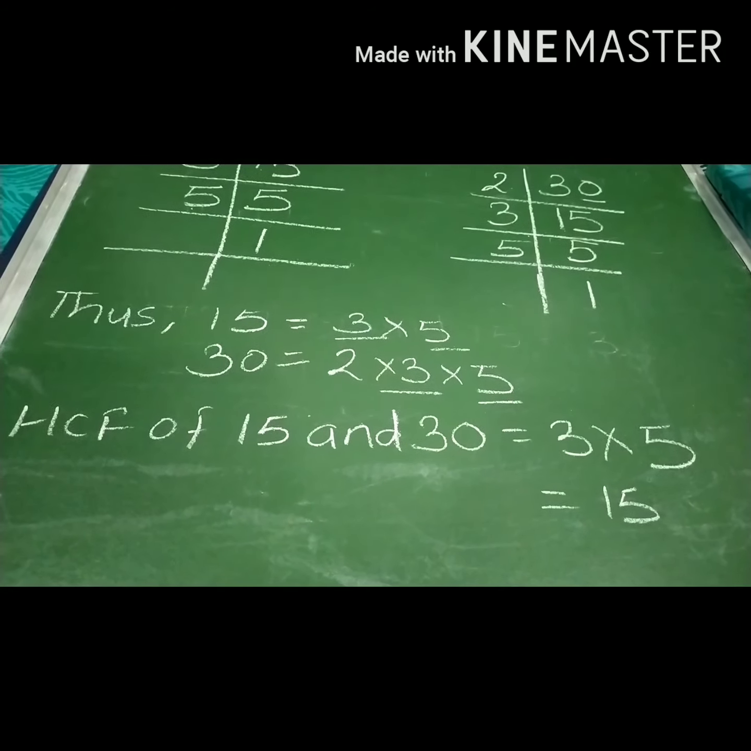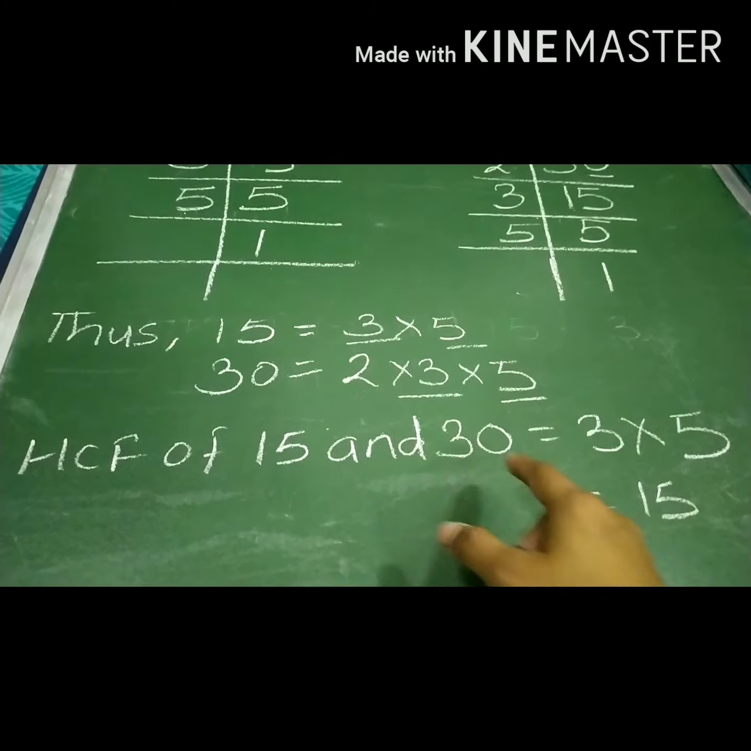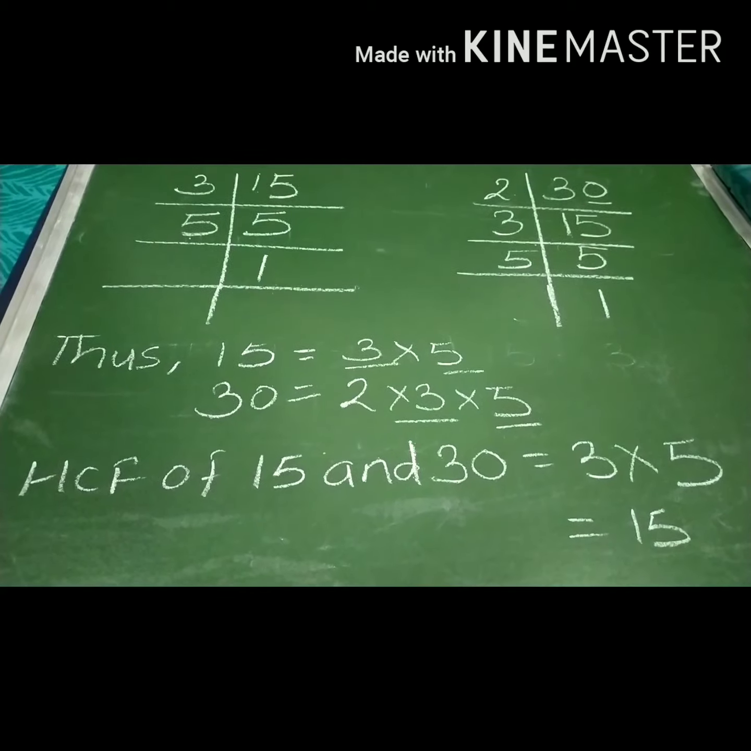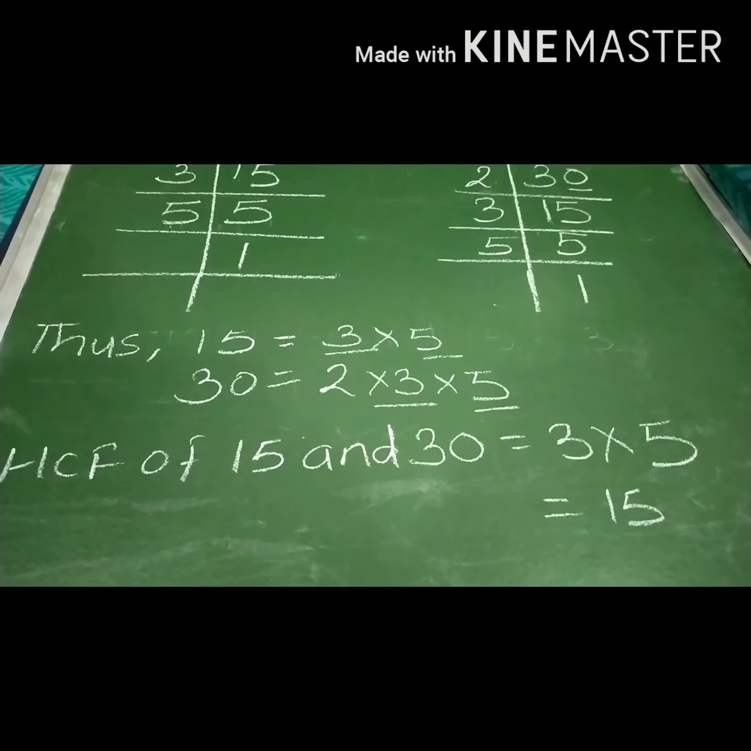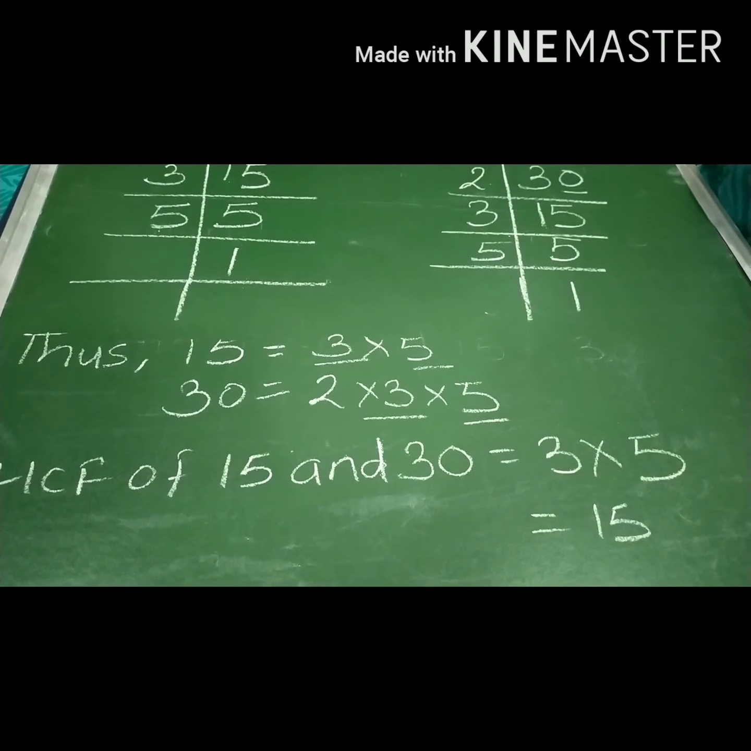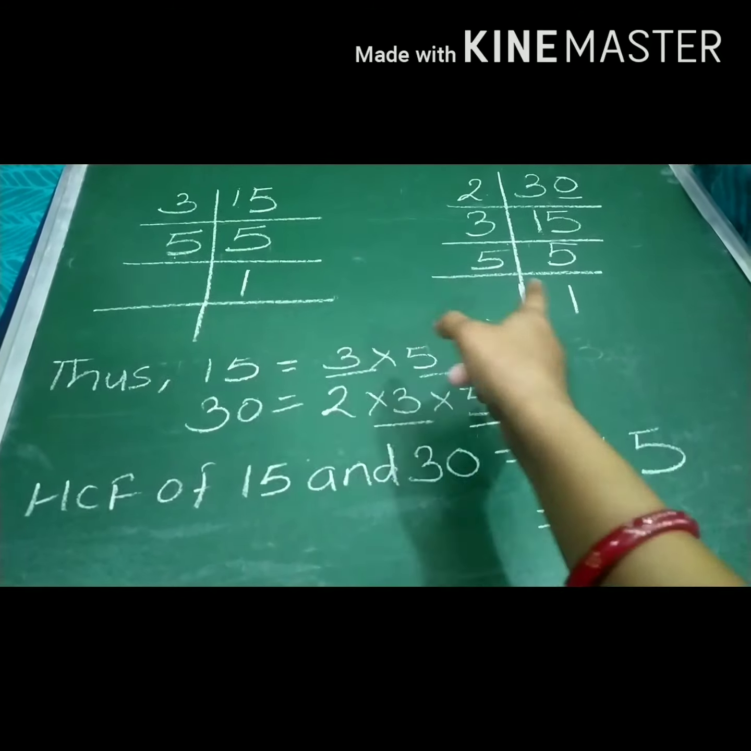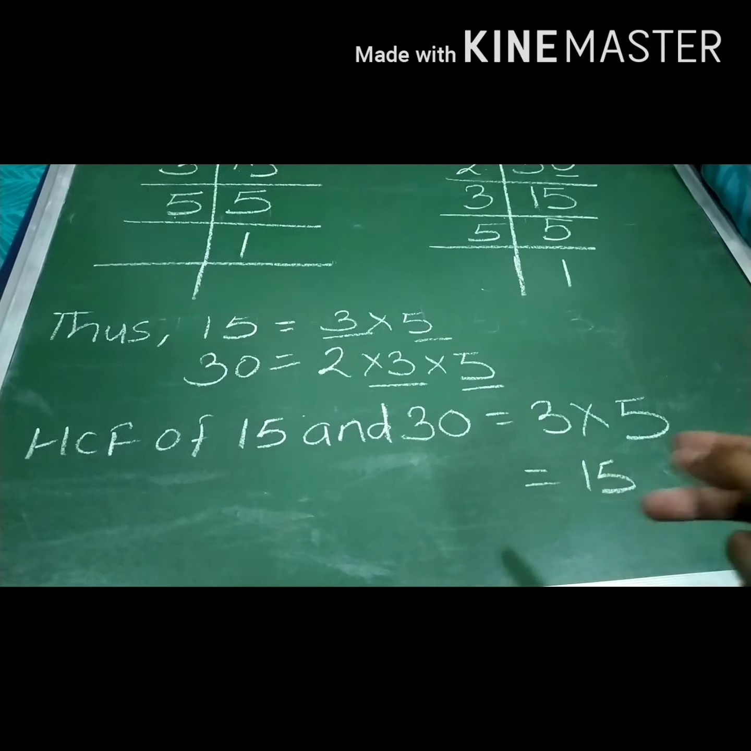In this way you have to find out the highest common factor. It means 15 divides 15 and 30 without leaving any remainder. So 15 is HCF of 15 and 30. To find out the HCF, you need to follow some steps. That is, first find out the prime factors and then write the common factors, multiply, and you will get your HCF.